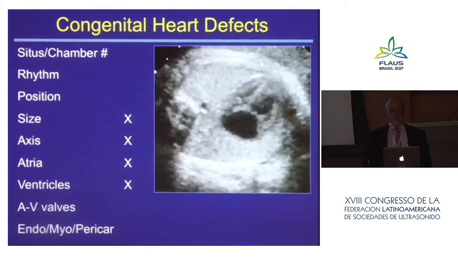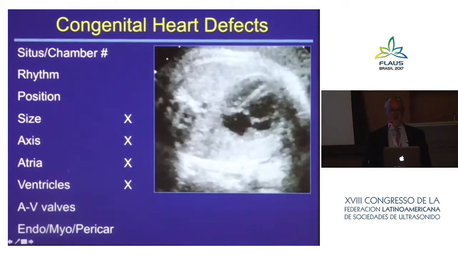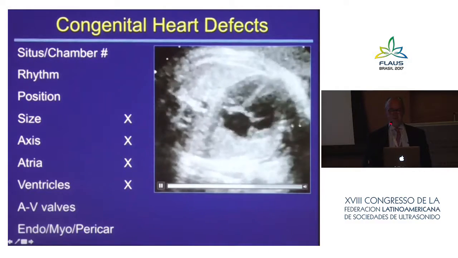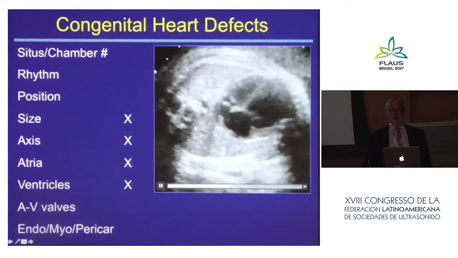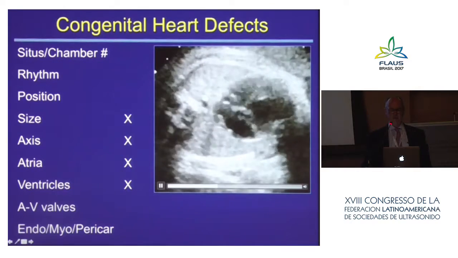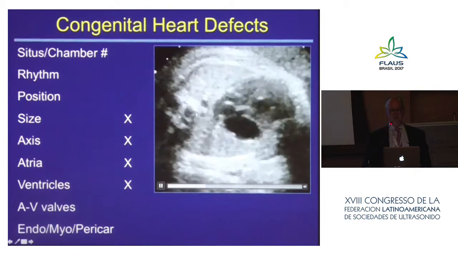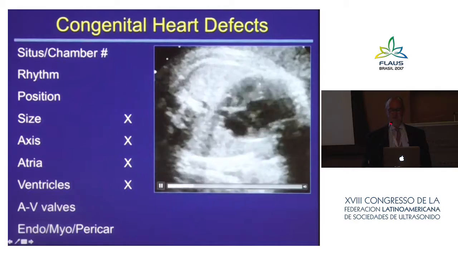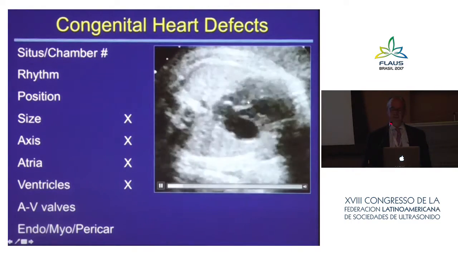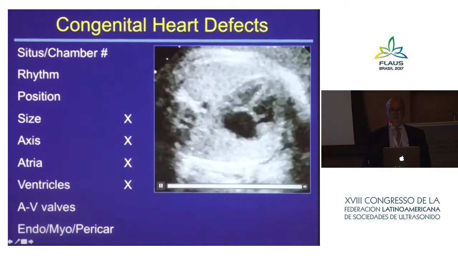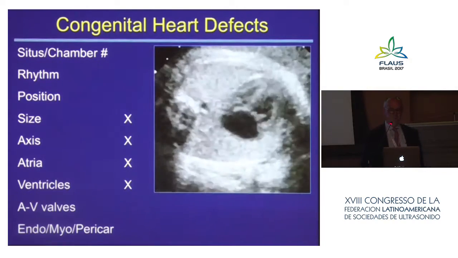So let's look at another example. Here we have a heart, here's spine, so this is anterior. We see the chambers, and we see that the heart is a little bit large for the size of this chest. The axis is a little, I would call it level rotated. If you put a line down the interventricular septum, it's a little higher than that 45-degree angle.